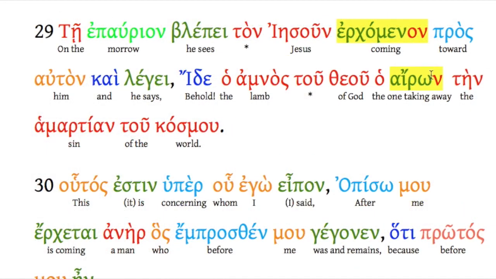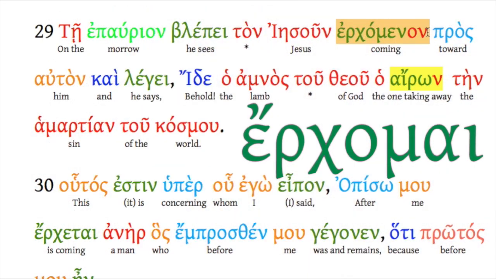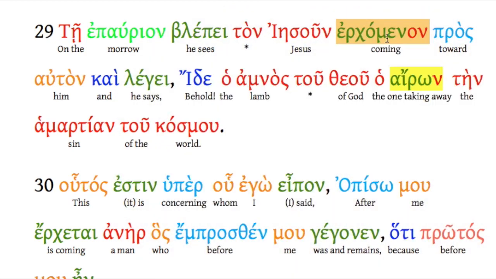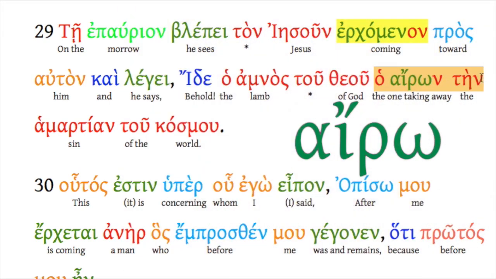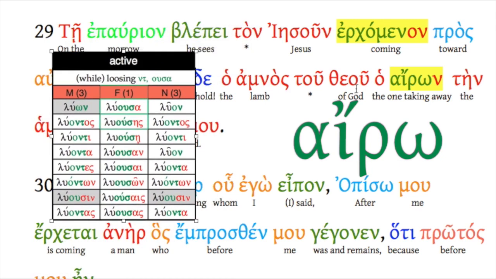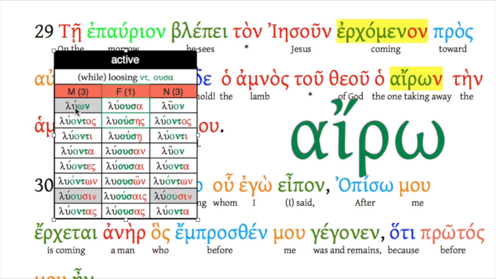In 29, we see our old friend erchomai here coming again. Remember, it's deponent, so he sees Jesus coming to him and he says, Ide ho amnos tou theou, ho airon ten hamartian tou kosmou. I think we looked at that one actually in our video, but there it is, okay? The Lamb of God taking away the sin of the world. Acting adjectively here. The Lamb, the one who takes away the sin. And here's our nominative singular masculine ending that we're learning to get used to here, this omega nu.